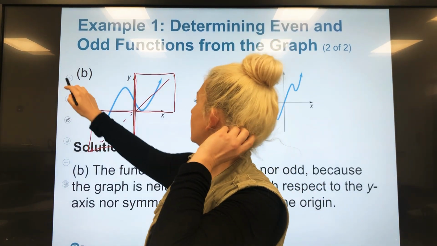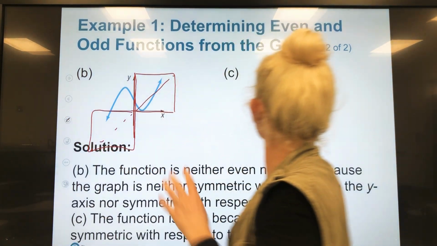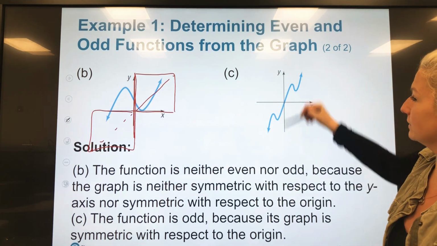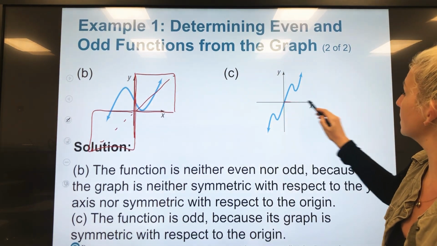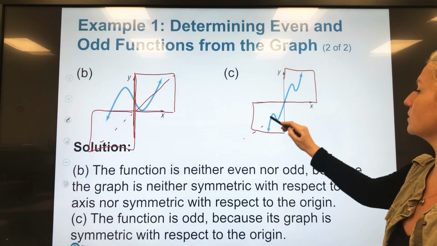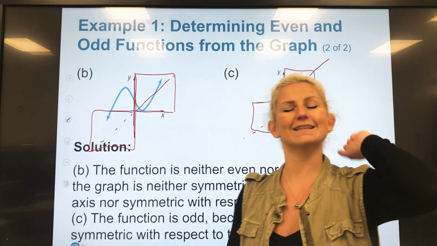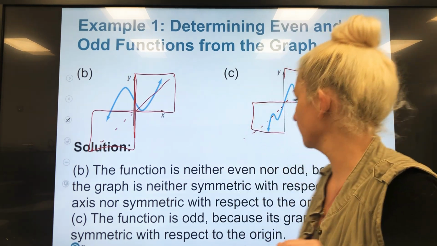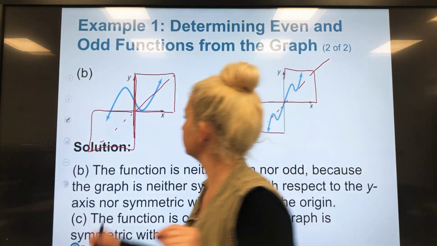And then here's an example of odd. This one is odd. It's not even because it's not symmetric about the y-axis, but it's symmetric about the origin. So that means it is odd. All right, so those are some examples of the graph.